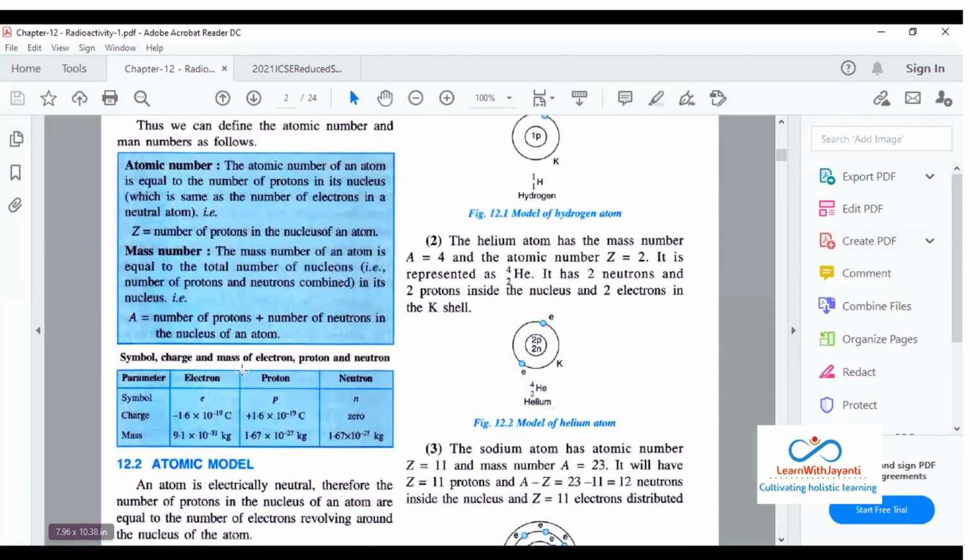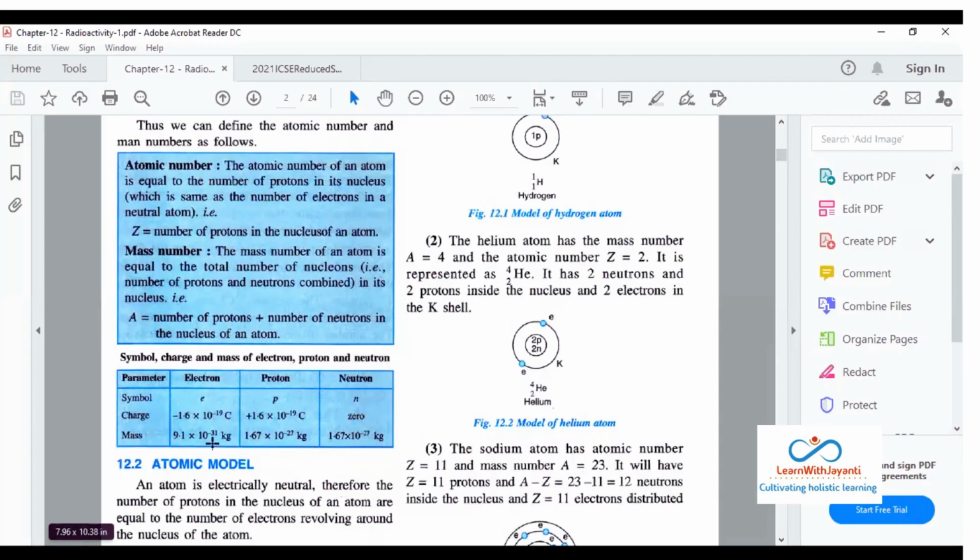And also study the symbols. If you notice here, the electron has a symbol e, proton has p, and neutron has n. Charge minus 1.6 into 10 raised to minus 19. यहाँ पे plus है, यहाँ पे 0. So neutron is electrically neutral, so it doesn't have any charge. It has 0.